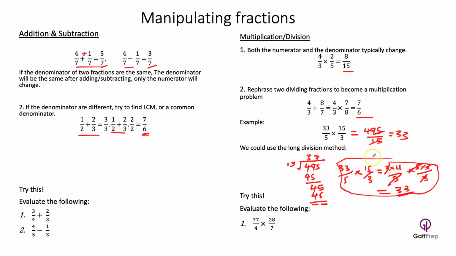It's better to do this than to multiply 33 by 15, arrive at 495, divide by 15, before you come and do long division to arrive at 33. Try to evaluate this example right here.